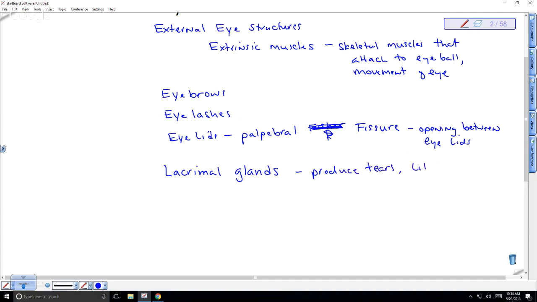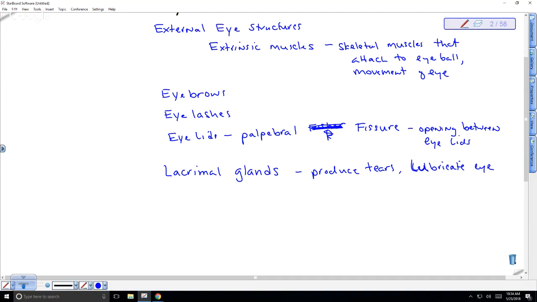These lubricate the eye. Right? LU, lubricate the eye. I have a side question. Yep. Is that where, if we get pink eye, the infection mostly is? No, it's in your conjunctiva, which we'll talk about next.